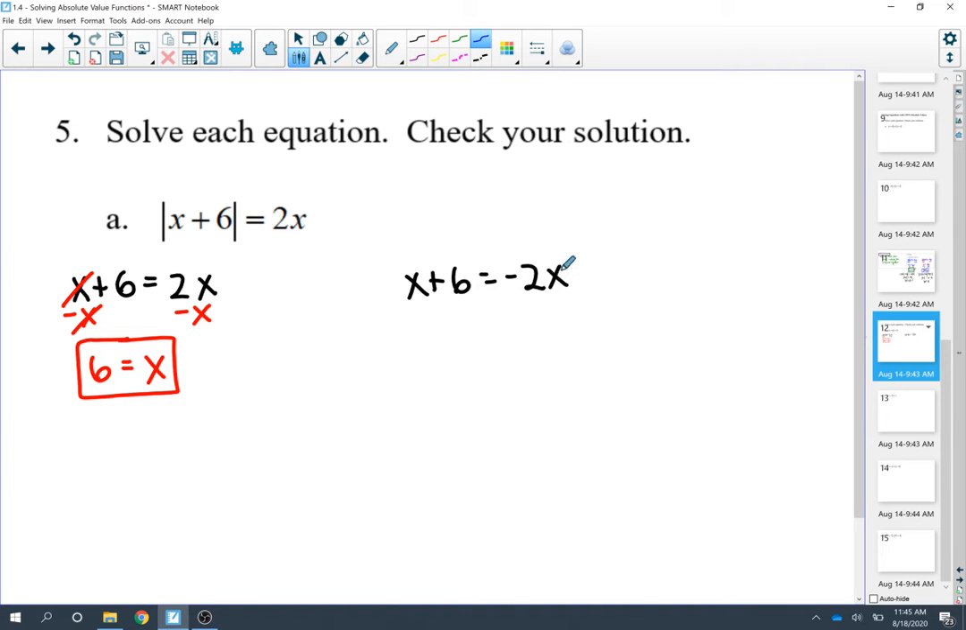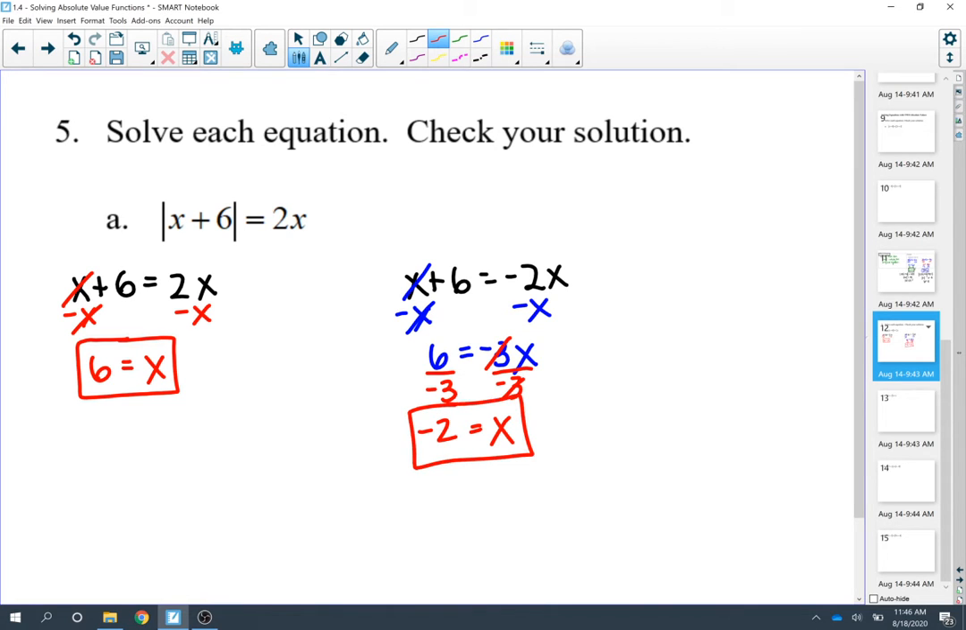Second equation, I'm going to do the same thing. And again, I usually try to get my variables positive, but if I just subtract x, then I already have my variables on the same side of the equation, so having them negative is okay. So 6 equals negative 3x. Then I have to get my x by itself, so I'm going to divide by negative 3. So that's going to leave us with x equals negative 2.